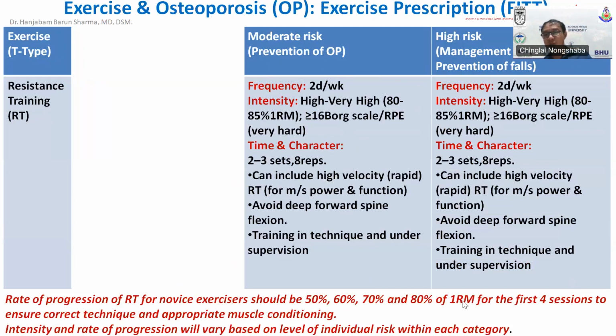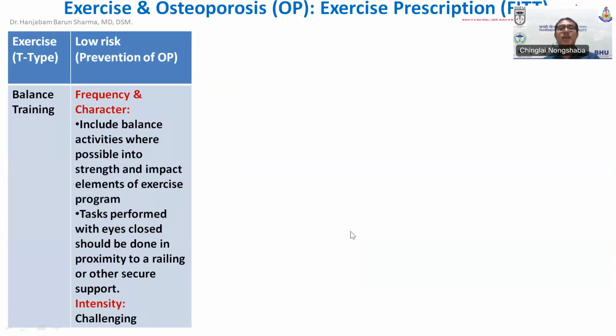Depending upon the percentage of the 1 RM, we can progress. For the first session, always slow progression is there. Why? Because using the correct technique is very important in order to avoid injury, and appropriate muscle conditioning is needed in order to learn that. You have to wait for some time. Then after proper technique has been learned and proper conditioning has occurred, you can slowly build up. So depending upon the individual risks in each category, progression can be done.